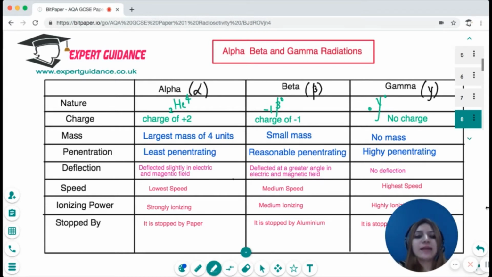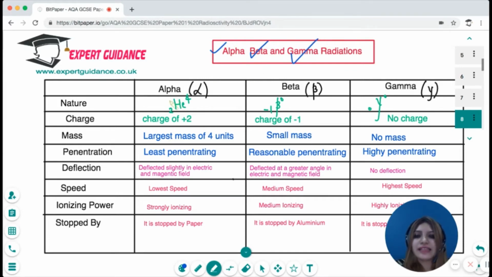Now let us come to nuclear radiation. Now there are many nuclei of many atoms which are very unstable. In order to get stable, they lose mass and charge. And how do they lose that? By giving off three radiations: alpha, beta, and gamma. You should know the nature of them and what they are.